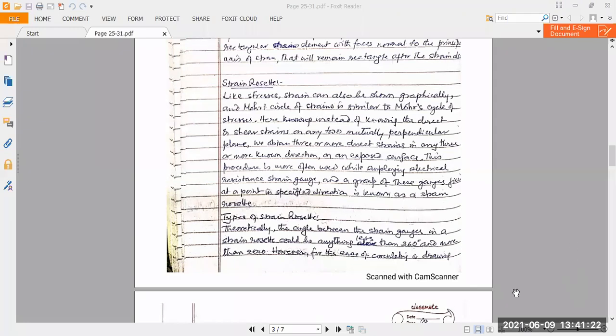What are the types of strain gauges? Theoretically, the angle between the strain gauges in a strain rosette could be anything less than 360 degrees and more than 0 degrees. That means if you draw a straight line along the x-axis, any angle measured in the clockwise direction, more than 0 and less than 360, can be used, and we can calculate the strain along that axis itself.